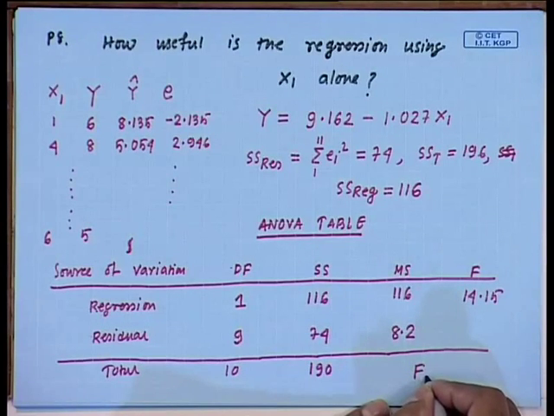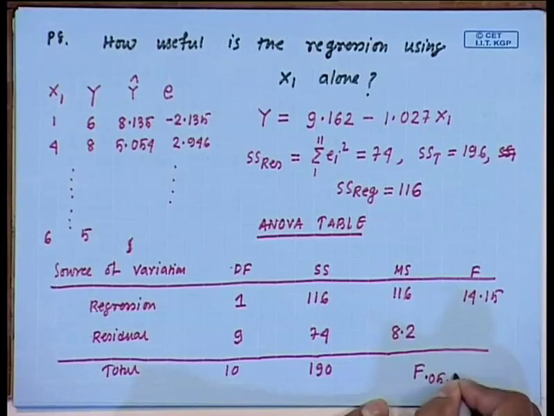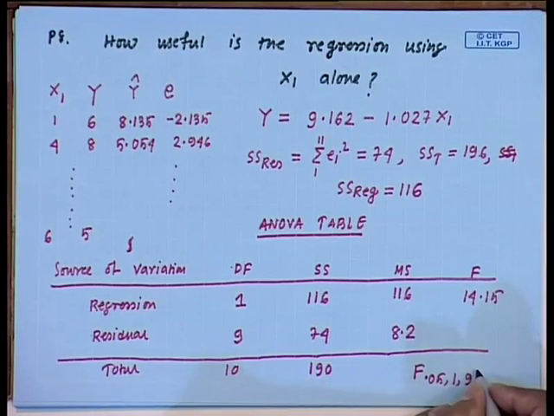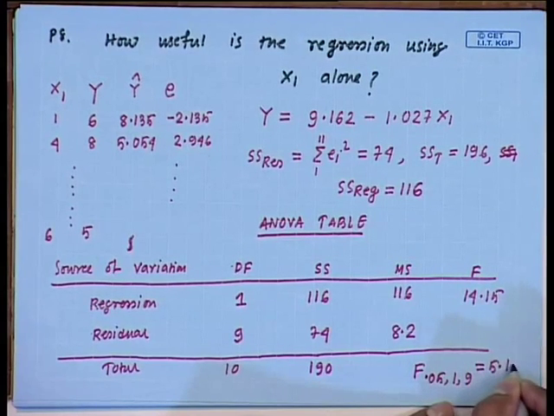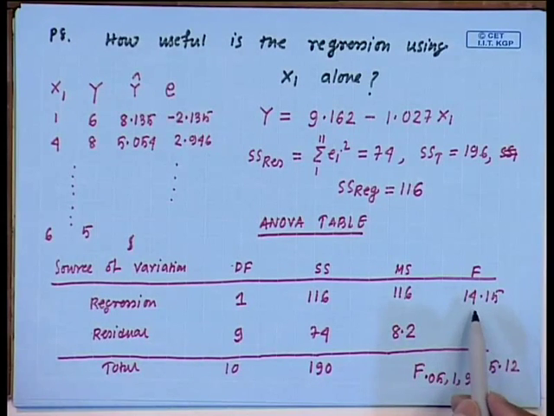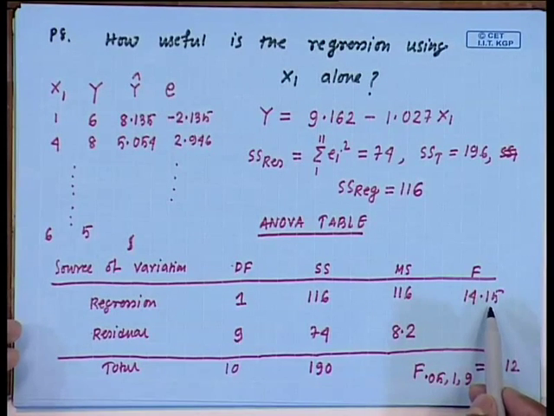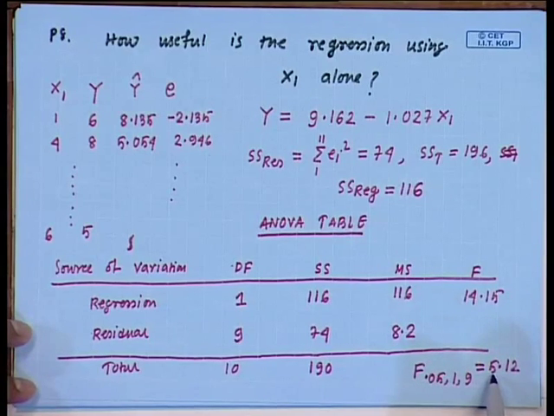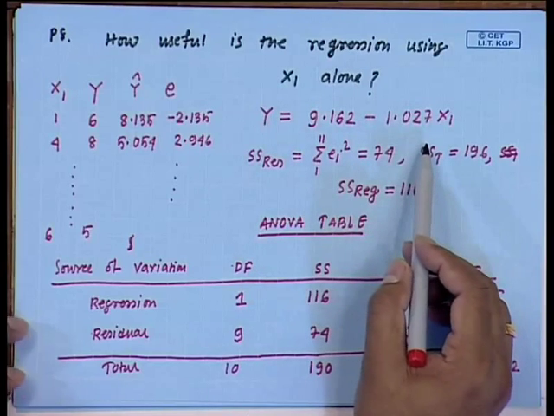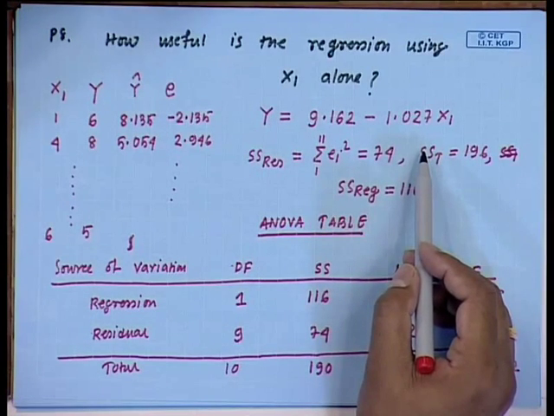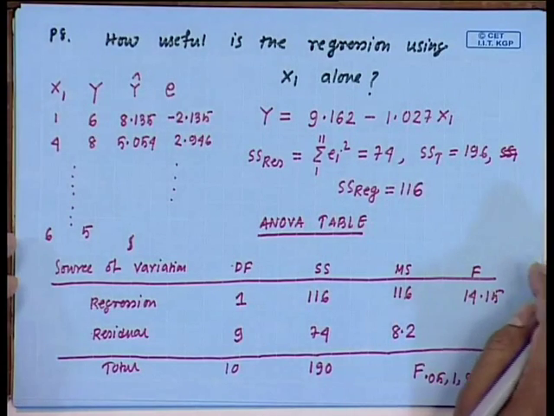So, you find out the value of F 0.05,1,9 from the table, it is equal to 5.12. So, the observed value of F is greater than the tabulated value, which is equal to 5.12. That means the regression, the fitted model, is significant.